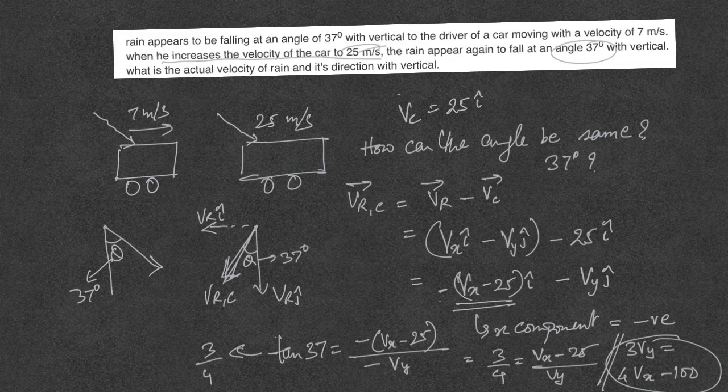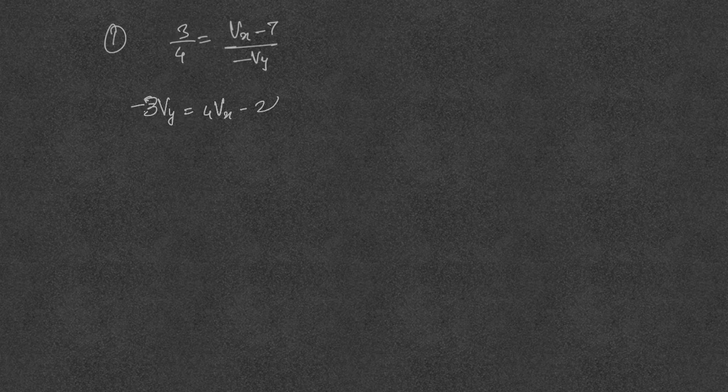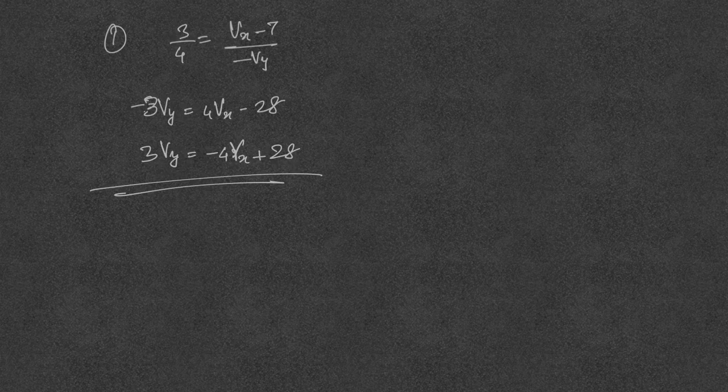Now let's look at the two equations that we had derived. The first equation was 3/4 equals (Vx minus 7) upon minus Vy. So expanding this, we get minus 3 Vy equals 4 Vx minus 28. 3 Vy, I'll take the minus sign opposite, equals minus 4 Vx plus 28. So this is equation 1.